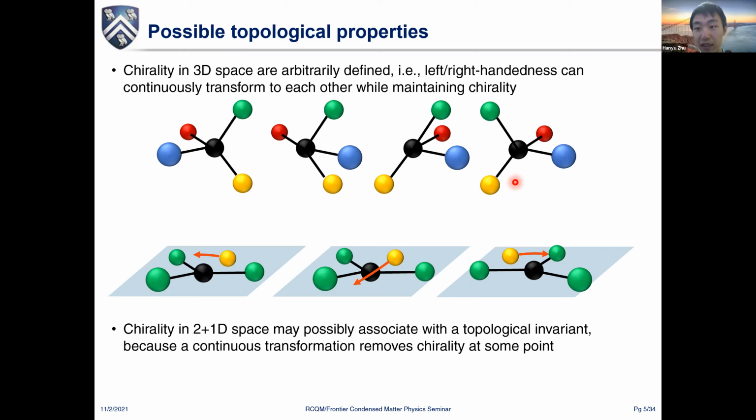And this molecule is chiral all the time. So it is impossible to define left and right, because there must be a boundary somewhere in the beginning along the path, if there is an absolute left or right. So a chiral molecule in 3 dimensions is actually not very well defined, whereas chirality in 2+1 dimensions can be assigned some topological invariance.